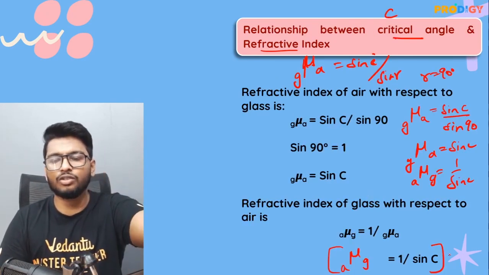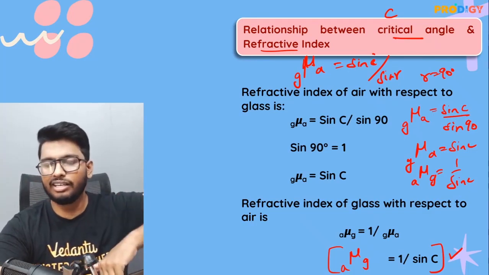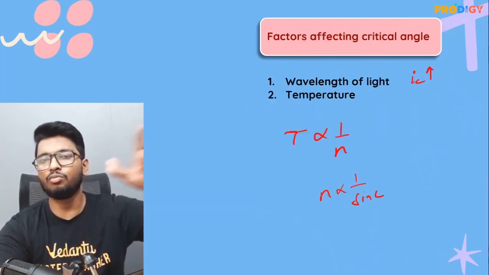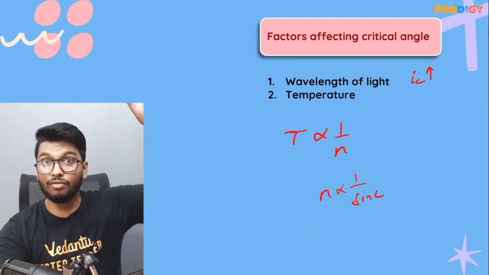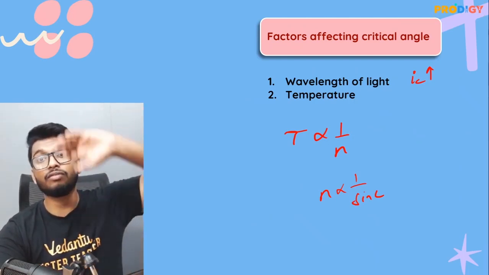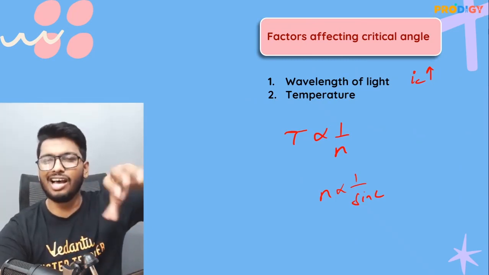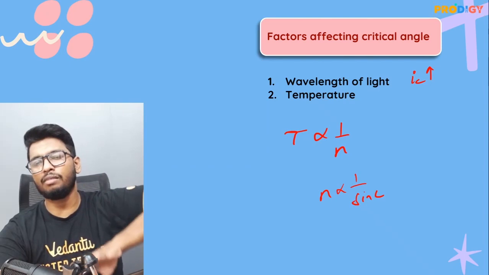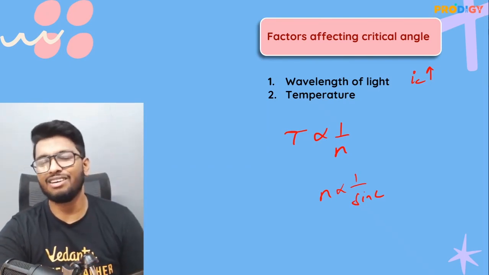We know that the refractive index is 1 by sin C, right? So the more the refractive index, the lesser the critical angle. The lesser the refractive index, the more the critical angle. So these are the two factors it depends on. When the wavelength of light is more, that is, red light would have a greater critical angle compared to violet light. All right, so those are the two deciding factors.